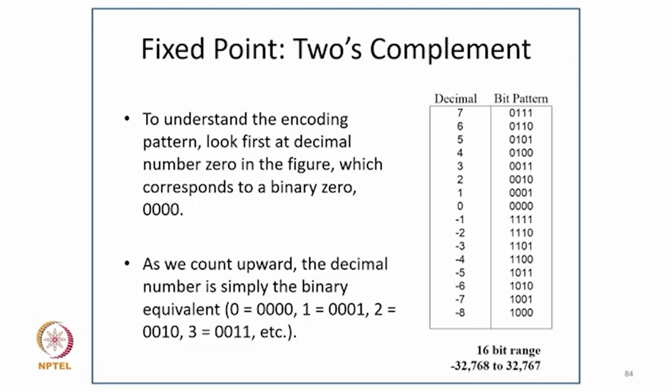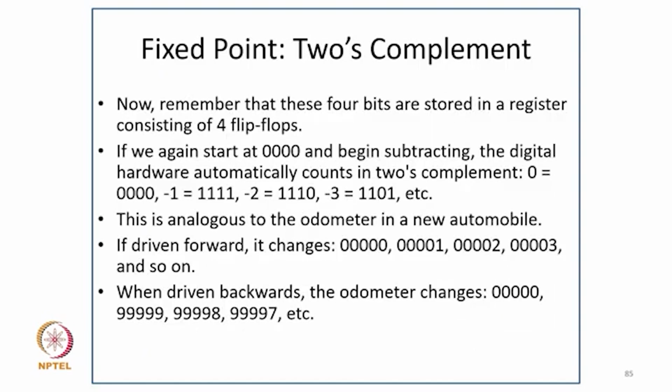Here is a typical decimal and bits representation. So to understand the encoding pattern, look first at the decimal number 0 in the figure, which corresponds to binary 0000. As we count upward, the decimal number is simply the binary equivalent: 0 equal to 0000, 1 equal to 0001, 2 equal to 0010, 3 equal to 0011, etc.